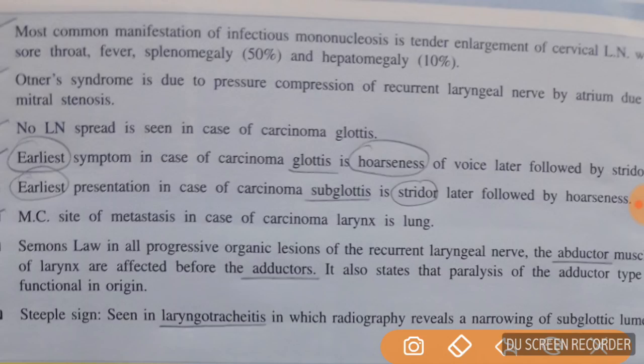No lymph node spread is seen in carcinoma glottis. Earliest symptom in case of carcinoma glottis is hoarseness and later followed by stridor. But in carcinoma subglottis, the earliest presentation is stridor. Means the patient presenting to you will have stridor and then followed by hoarseness.